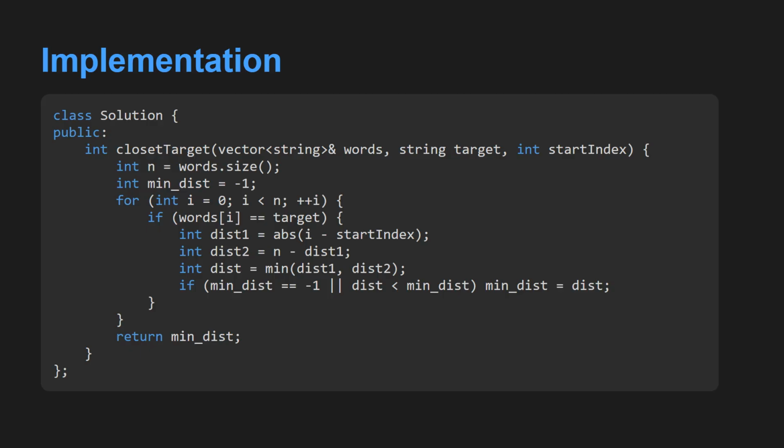Here is the C++ implementation. We initialize the minimum distance to -1. We loop through the array, and whenever we find the target, we calculate the forward and backward distances. We take the smaller of the two, and update our overall minimum. Finally, we return the result.